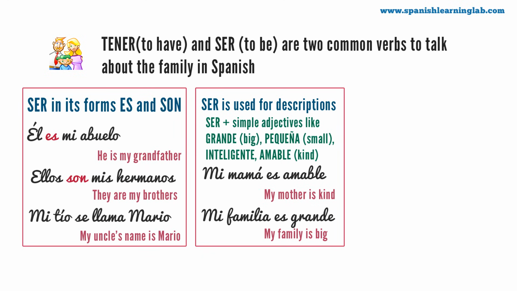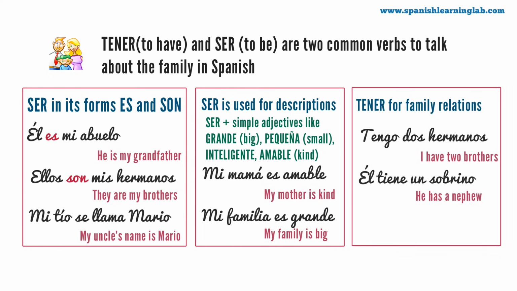To describe your family in Spanish, you can use the verb ser and simple adjectives like grande, pequeña, inteligente, amable, and so on, like in these sentences. Mi mamá es amable. Mi familia es grande. Tener is used to talk about people in our family or the relatives we have. For example, tengo dos hermanos. Él tiene un sobrino, and so on.